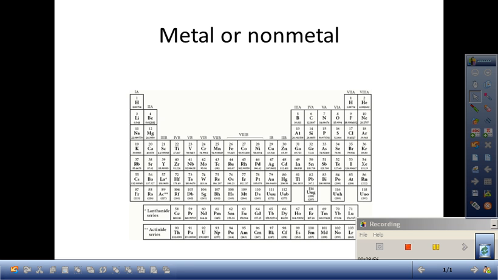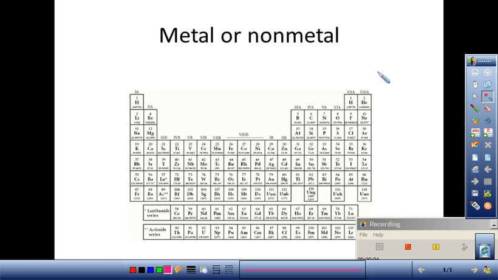Alright, metals and nonmetals, very important. Most of you got this. Metals and nonmetals behave differently. So on your periodic table, it has a line, okay, and that's going to separate. All of these guys are metals, nonmetals.